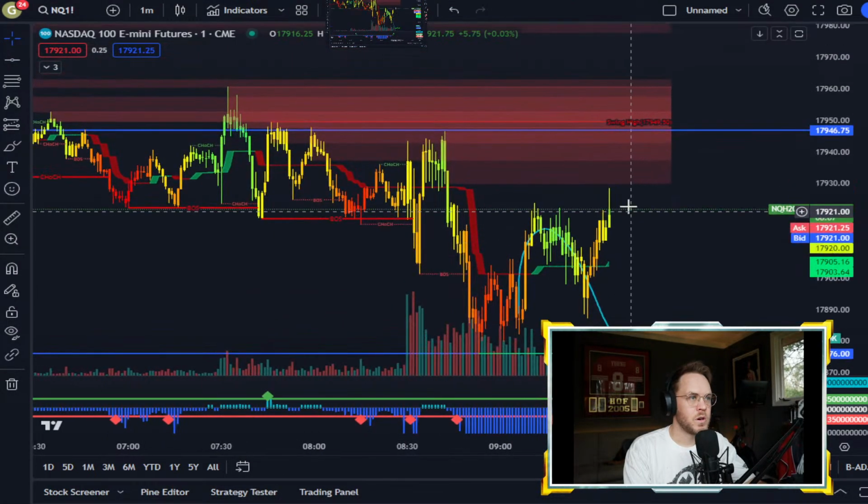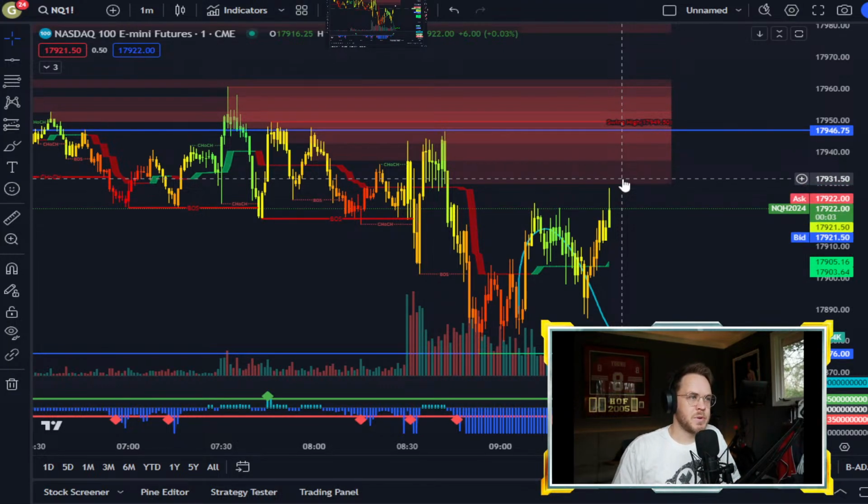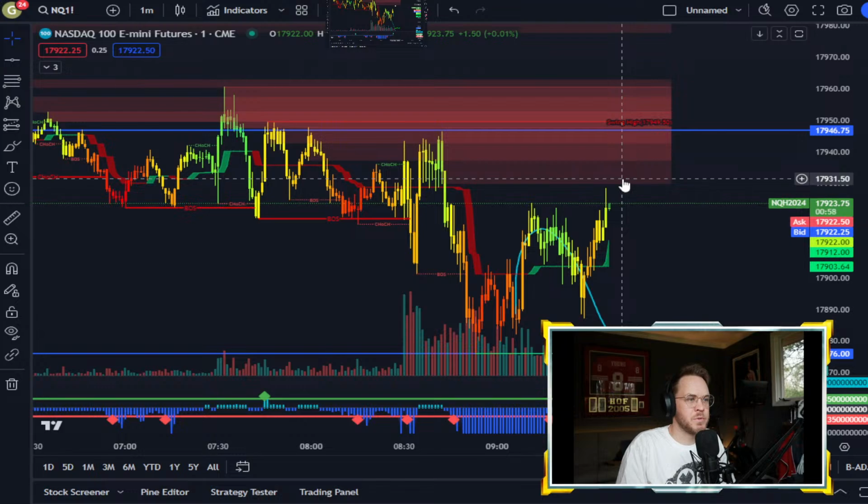All right, we're approaching these order blocks up here where I'd be looking for a downside move. But right now we've got buyers coming in strong, so I'm not going to mess with this. We're going to let the buyers do what they do, and we are going to wait for a good short.